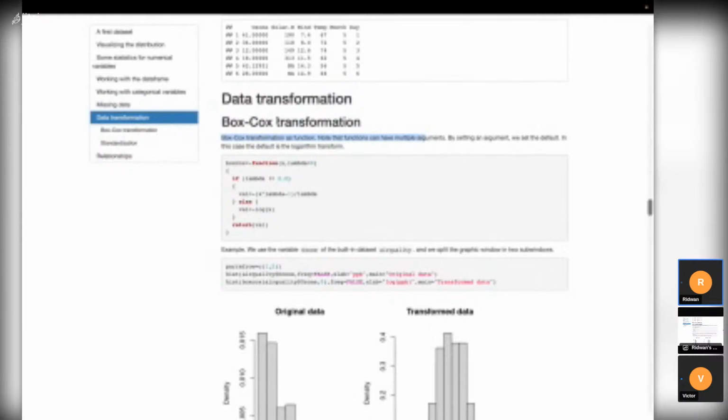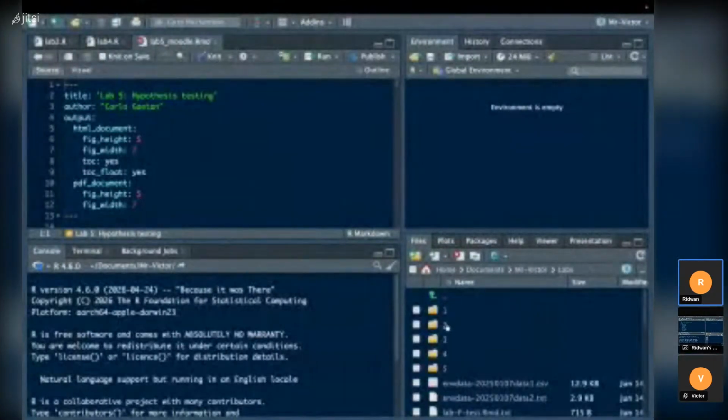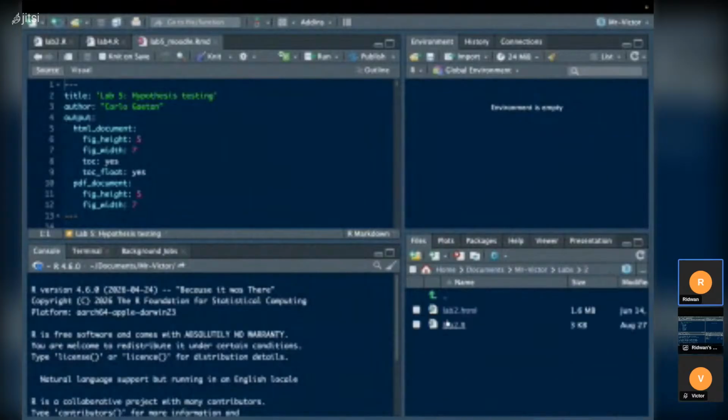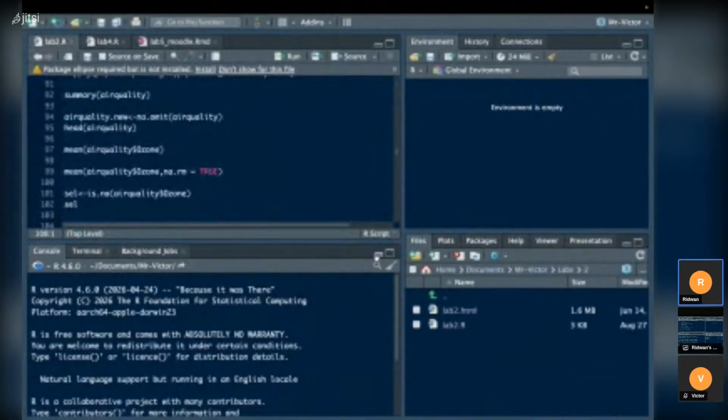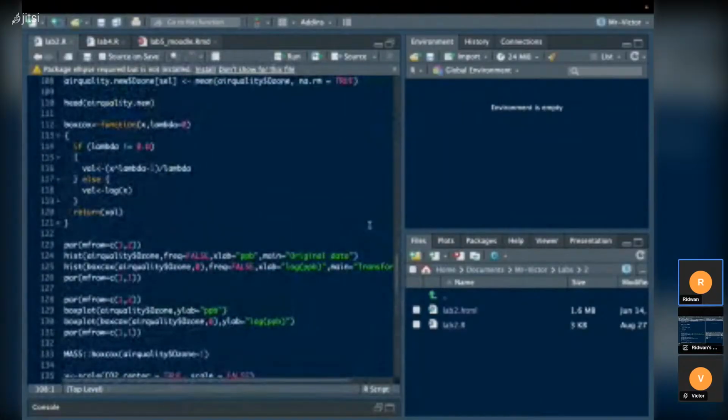Yeah, I know we did this. Yes, so we did something on this. So this is the Box-Cox transformation. It is used to transform a variable. We usually use it to normalize a variable when the data is not normally distributed.